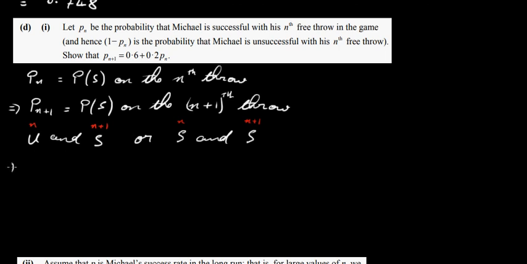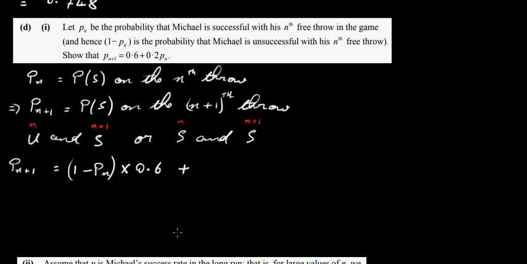So we're looking at the probability of n plus 1. What's going to happen on the n plus 1th throw here? Well, that's just going to be the probability of being unsuccessful, and we're told that here is just 1 minus Pn. We're told that here, 1 minus Pn is the probability that Michael is unsuccessful with his nth free throw. This is our nth free throw here. And we've got to multiply that by the probability of success then. So we know this from the very first part of the question. If Michael was unsuccessful, what's the probability that he's going to be successful in the subsequent throw? Well, it's just 0.6. We were given that at the very beginning.